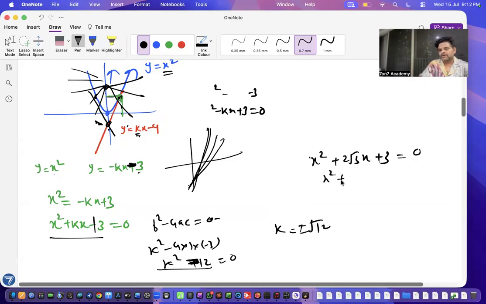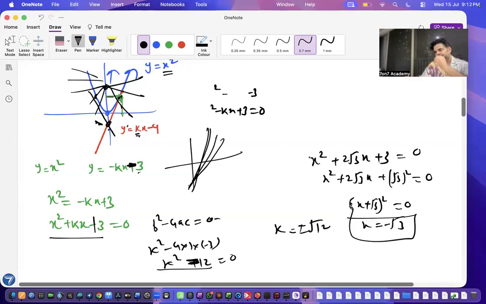So x square plus 2 root 3x plus root 3 whole square is equal to 0. So x plus root 3 whole square is equal to 0. So x is equal to minus root 3. Agree? So x is equal to how much? Minus root 3.